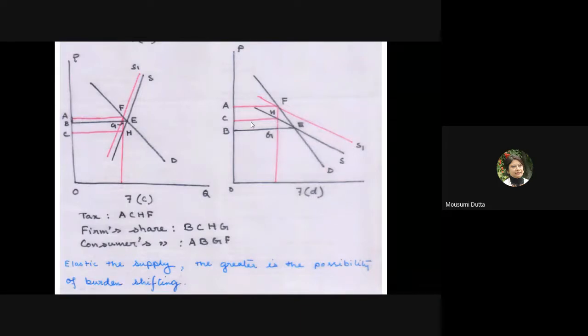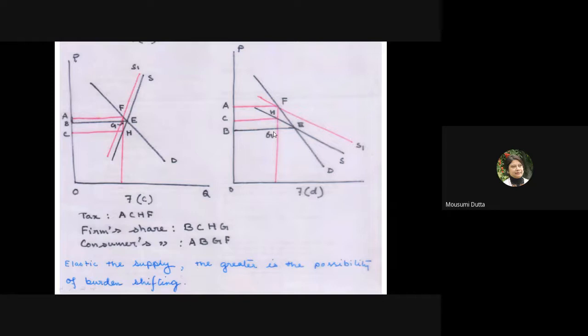Okay. Now, the consumer's burden share is ABGF, whereas the seller's burden share is BCHG. So this lower rectangle will be the burden share by the sellers, whereas this big rectangle AFGB, or ABGF, will be the burden on the consumers.